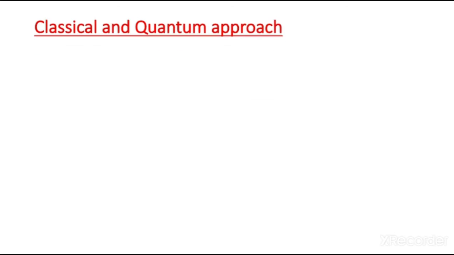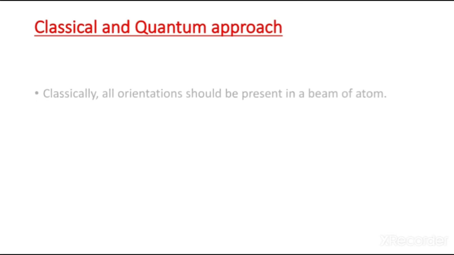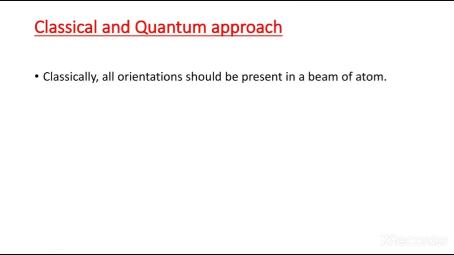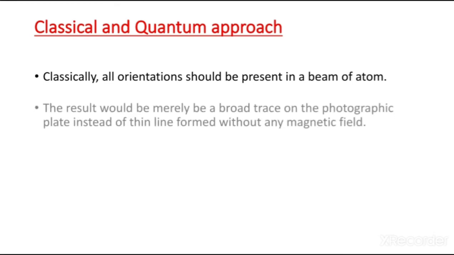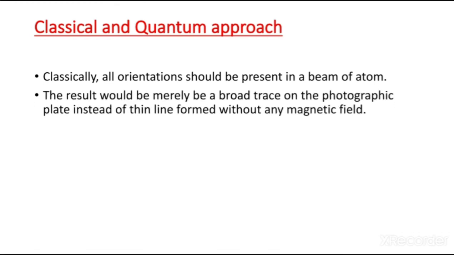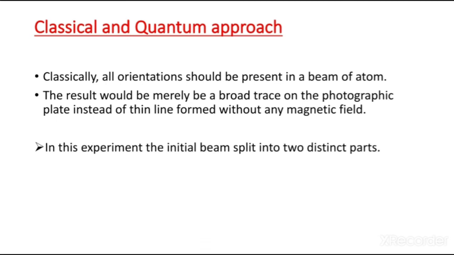So let us conclude the experiment by looking into the classical and quantum approach to this experiment. First, the classical approach. Classically, all orientations should be present in a beam of atoms. The result would merely be a broad trace on a photographic plate instead of a thin line formed without any magnetic field. So next is the quantum approach, or the result of this experiment.